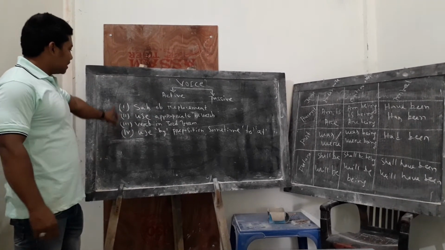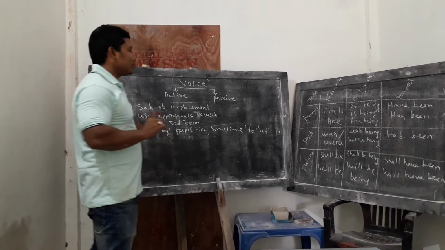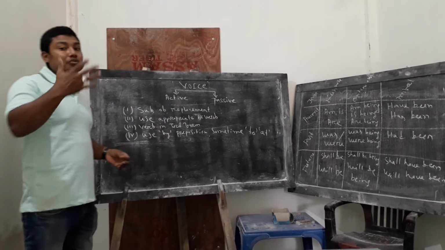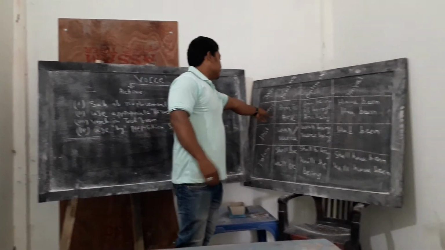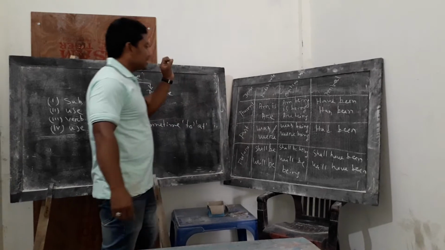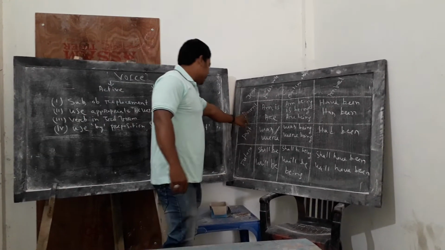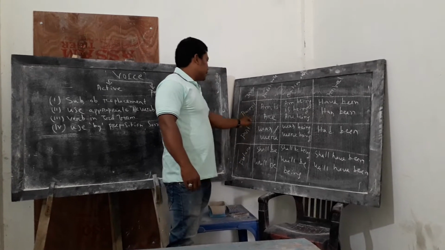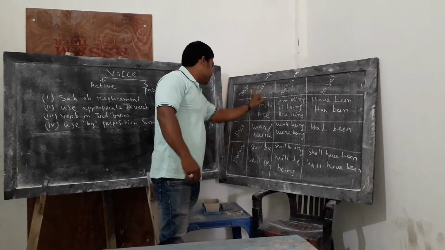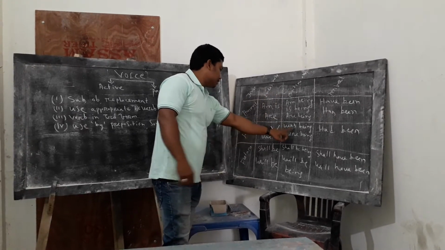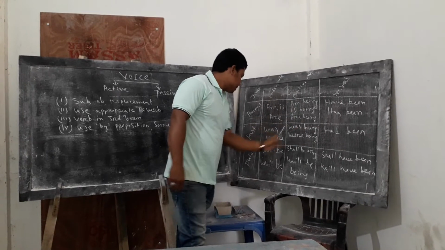These are the rules. In the second rule, we said that we have to use the appropriate verb according to tense. Which verb do we use in which tense? There is this table, and here everything is given: in which tense, what verb we should use. Here are the tenses: present tense, past tense, future tense; present indefinite, past indefinite, future indefinite, present continuous, past continuous, future continuous, present perfect, past perfect, future perfect.